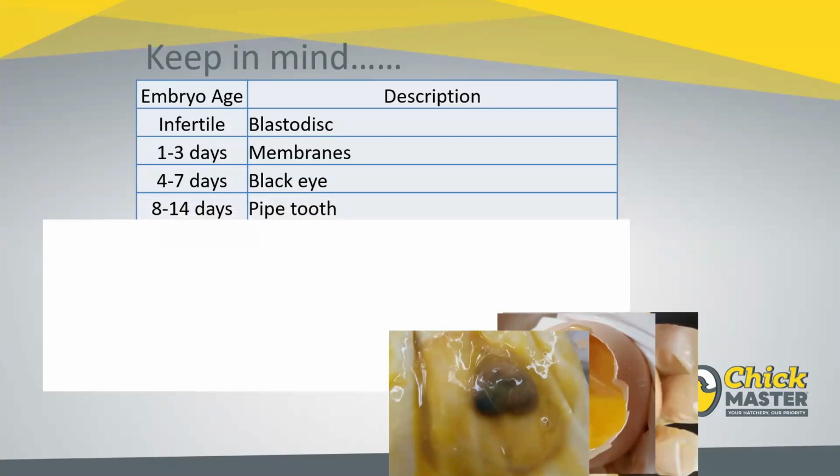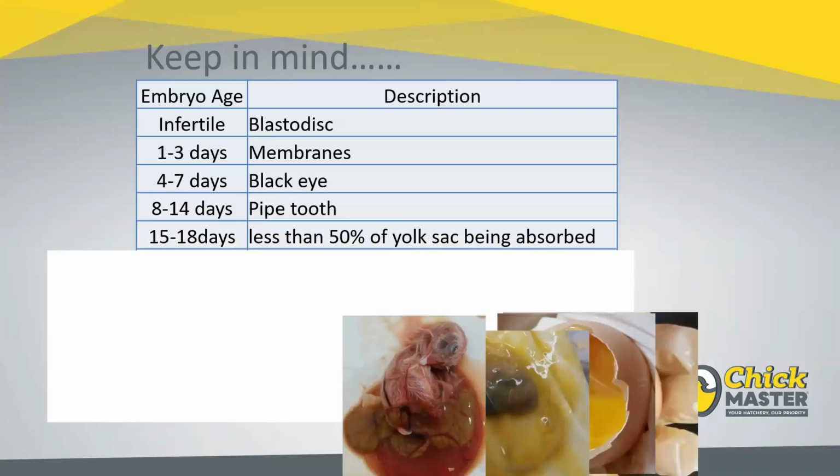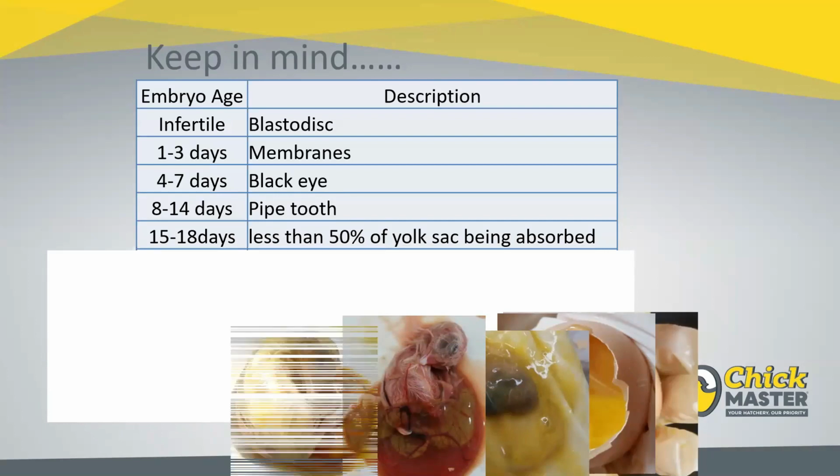8 to 14, obviously you have the pip tooth. You've also got the feathers covering the body. It's more bird-like at this stage, and there's a tremendous amount of growth that occurs during this time period. 15 to 18, pretty recognizable when you look at the size of the embryo, and really at the end of 18, it's just starting to absorb that yolk sac. So there's still quite a bit of yolk outside of the body.